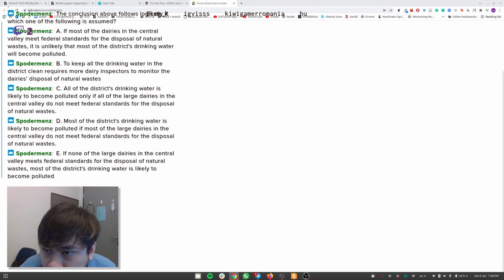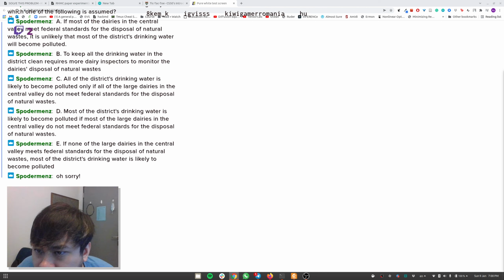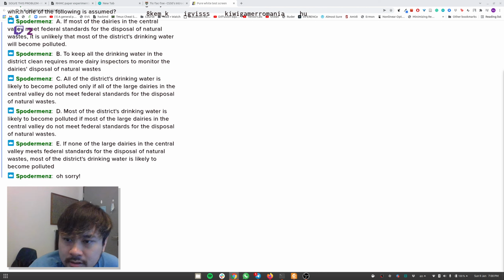If the budget does not allow for more dairy inspectors to be hired, most of the large dairies in the Central Valley will not meet the federal standards governing the disposal of natural waste, which can seep into streams and groundwater. The new district budget, however, does not allow for the hiring of more dairy inspectors. Consequently, most of the drinking water is likely to become polluted. The conclusion above follows logically if which one of the following is assumed?